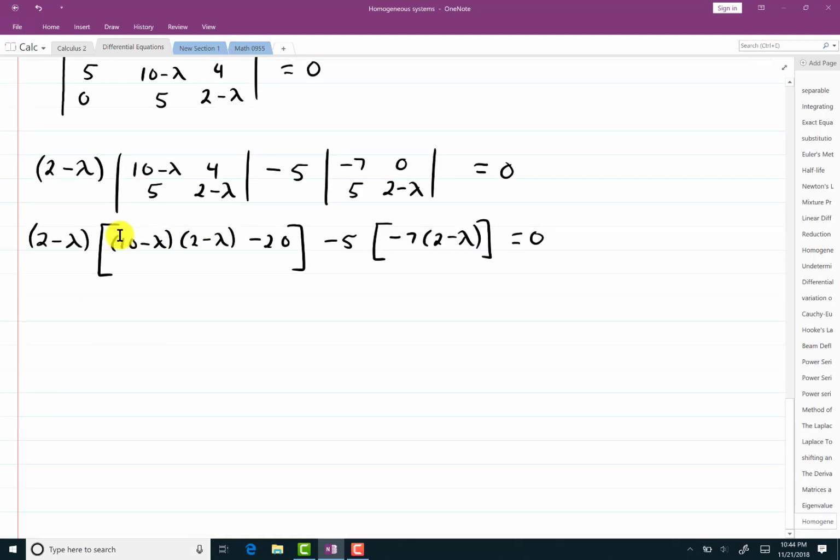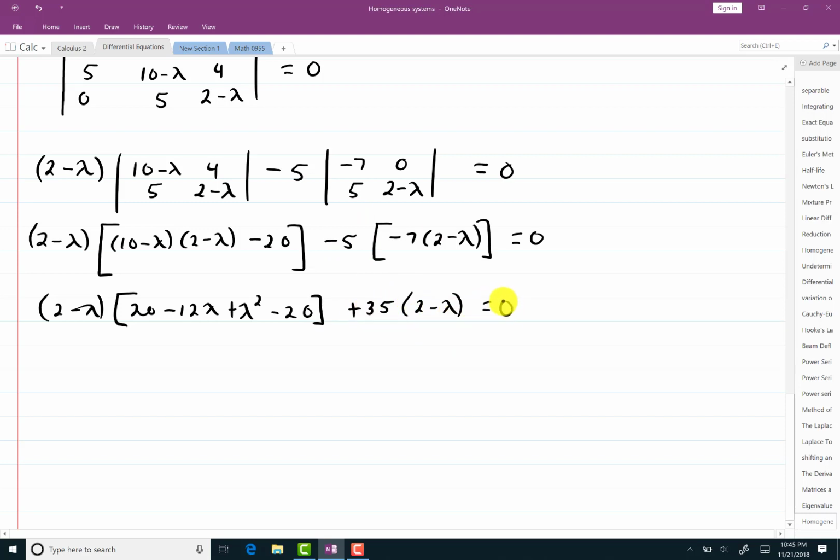I'm going to simplify in here a little bit. Inside of here, I'll get 20 minus 10 lambda minus 2 lambda minus 12 lambda plus lambda squared. And then I have minus 20. Well, that's nice. On the other one, there's not much here to do except I have 35 times 2 minus lambda. Let me cancel these 20s while I'm at it.